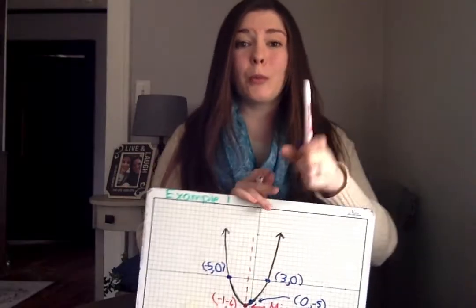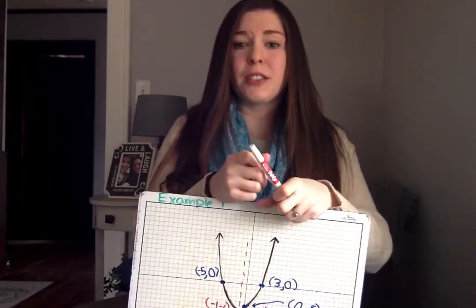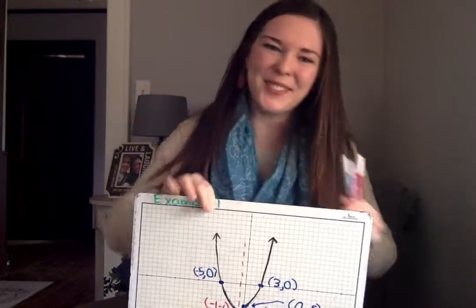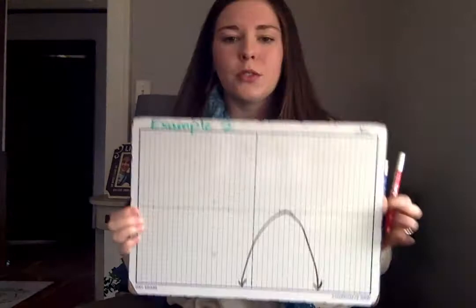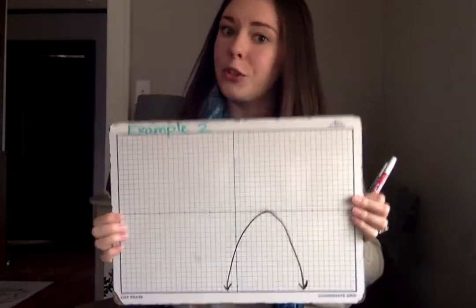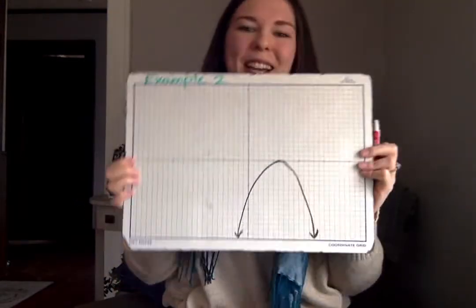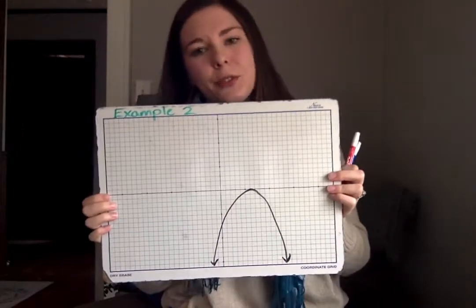So now we've named all of our characteristics of our graph. I'm going to go through one more example just to make sure you guys really understand it. Hopefully this helps. Here we go. So one more example. This time you'll notice it's a little bit different. We've kind of moved it around and it's facing a different direction.